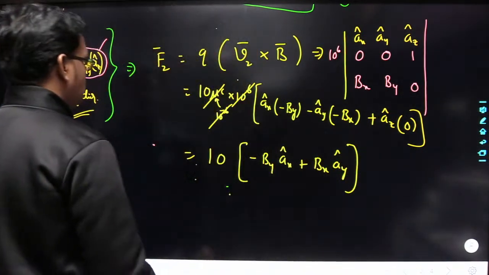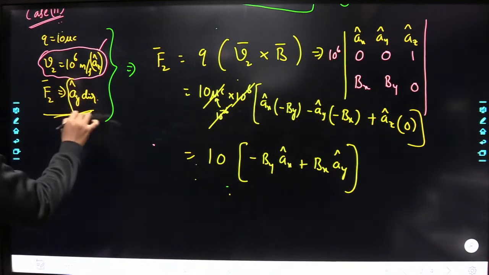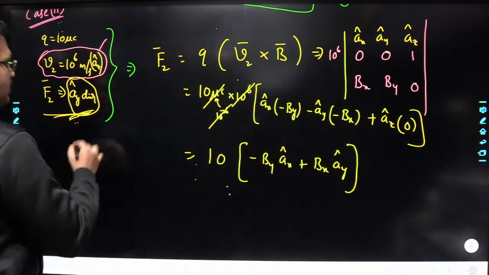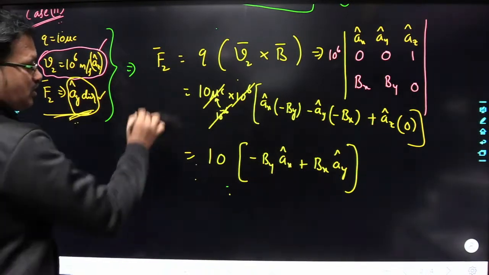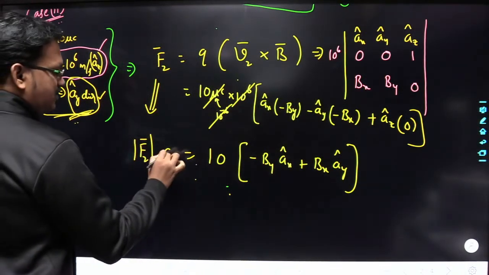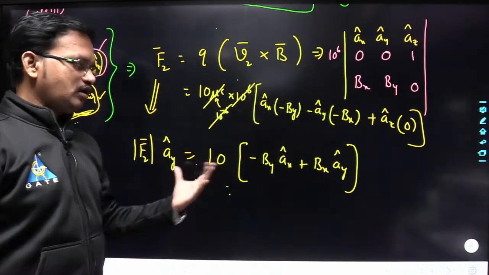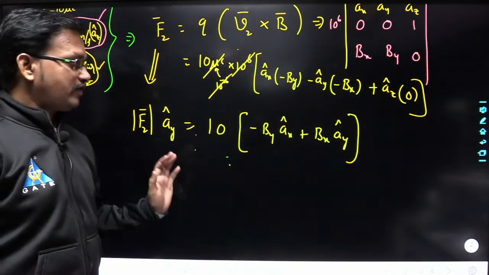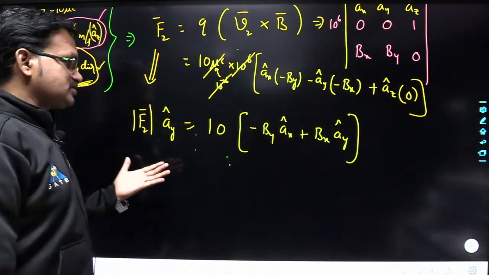So here they have given that F2 bar is in which direction? It is in the AY cap direction. I don't know the magnitude of F2 bar, but they have given the direction of F2 bar. So what is the direction? AY cap direction. So F2 bar, its magnitude is F2, and its direction is AY cap. Now you have to compare. You are equating the vectors on both sides. If you observe on the LHS, you have only the Y component. Understood? So that means the X component and Z component on the LHS are equal to 0.